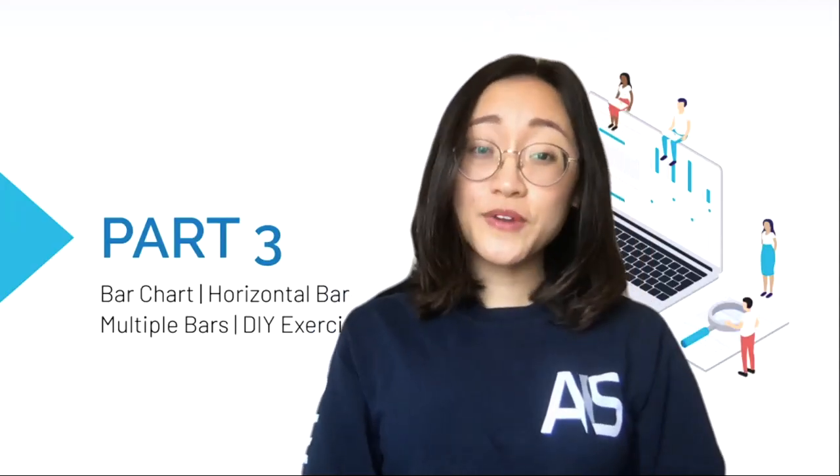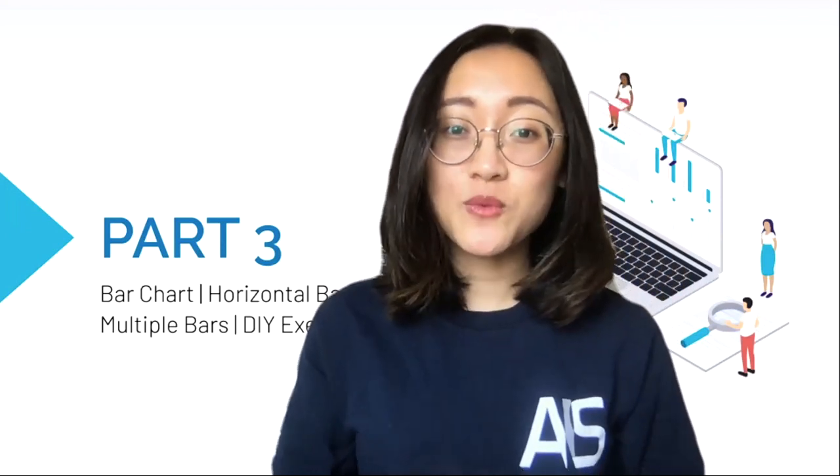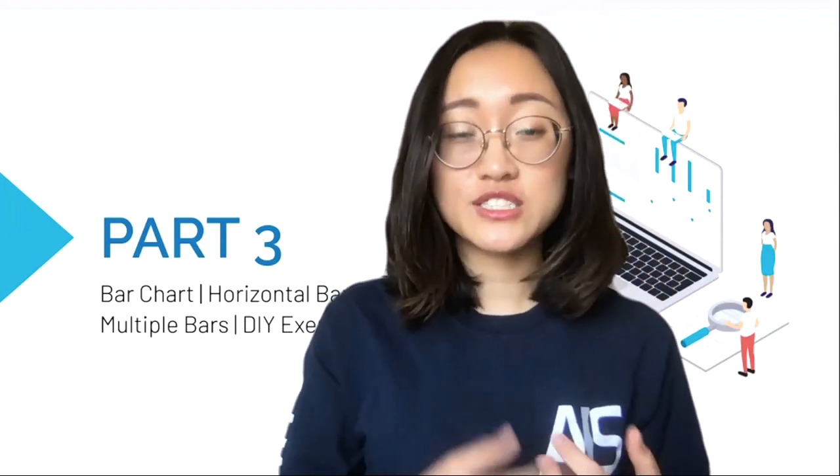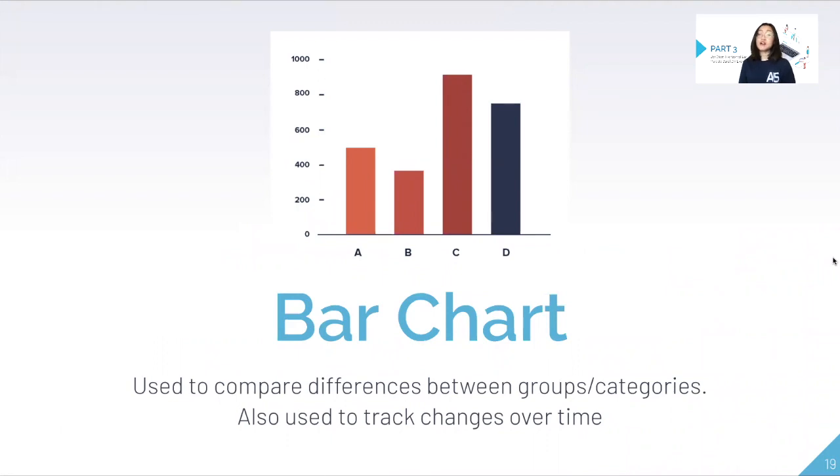For part 3, we're going to learn how to make bar charts, including one bar chart, multiple bar charts, different categories, and so on. So what is a bar chart and what can it do? Usually you use a bar chart to compare differences between groups or categories, and this can also be used to track changes over time.